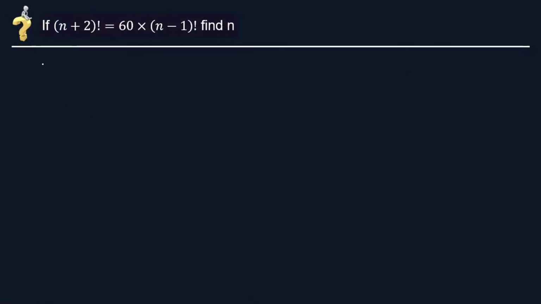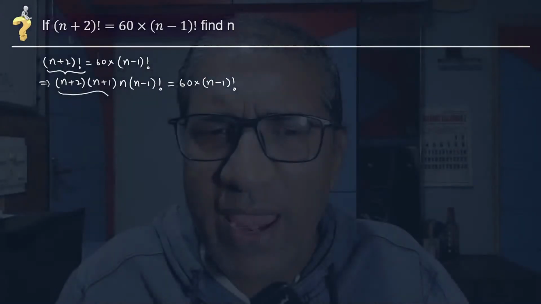In this question we have been given (n plus 2) factorial is 60 into (n minus 1) factorial. So what I'm doing is expanding this (n plus 2) factorial like (n plus 2), (n plus 1), n, and now I will stop, so I give a factorial sign there, which equals 60 into (n minus 1) factorial. Have you understood how I have written (n plus 2) factorial in this way?